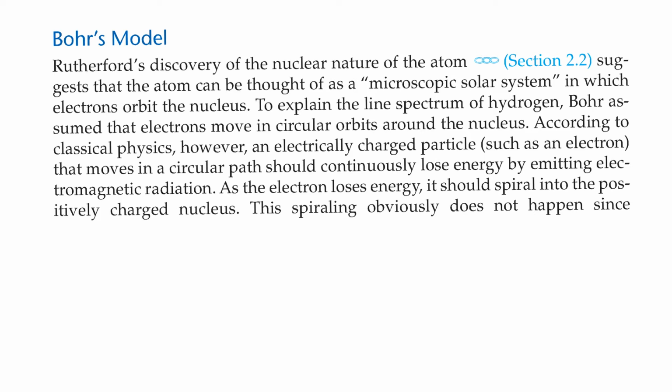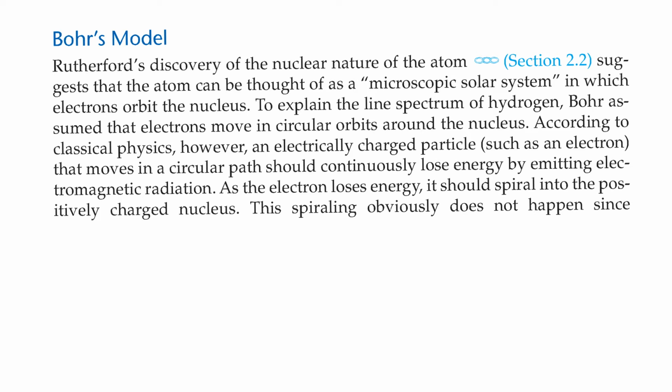Section 2. Bohr's Model. Rutherford's discovery of the nuclear nature of the atom suggested that the atom could be thought of as a microscopic solar system in which electrons orbit the nucleus. To explain the light spectrum of hydrogen, Bohr assumed that electrons move in circular orbits around the nucleus. According to classical physics, however, an electrically charged particle such as an electron that moves in a circular path should continuously lose energy by emitting electromagnetic radiation.